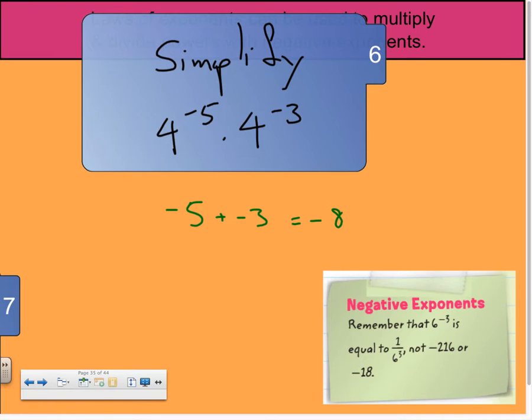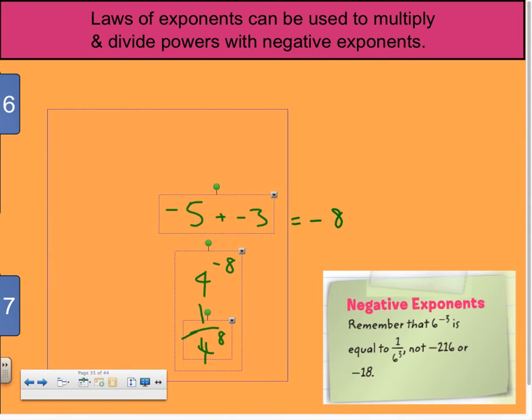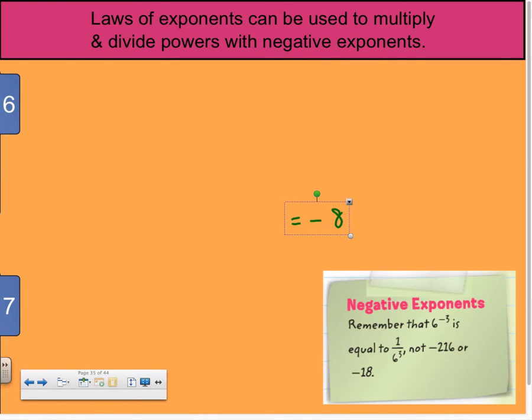So, my answer will be 4 to the negative 8th power, or I could rewrite that as 1 over 4 to the positive 8th power, excuse me. Okay, let's take a look at a couple more, and then we're done, and I can assign you your weekend homework, which I know you're excited about.